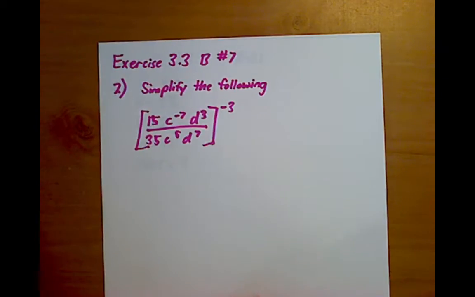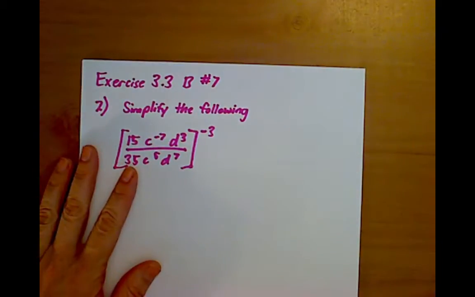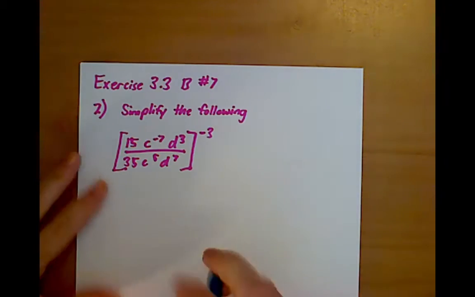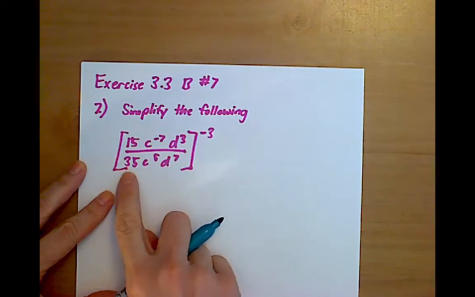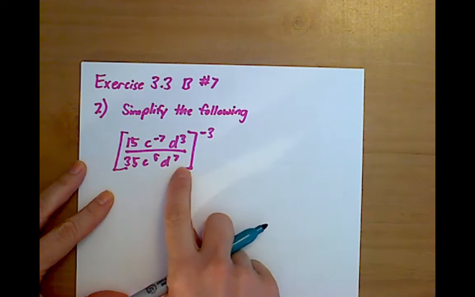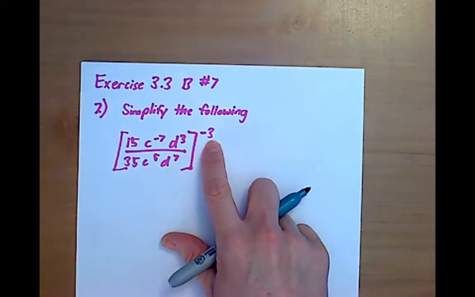All right, and our next problem is 3.3b, number 7. It says simplify the following. We have 15c to the negative 7th, d to the 3rd, over 35c to the 5th, d to the 7th. And this is all being raised to the negative 3rd power.